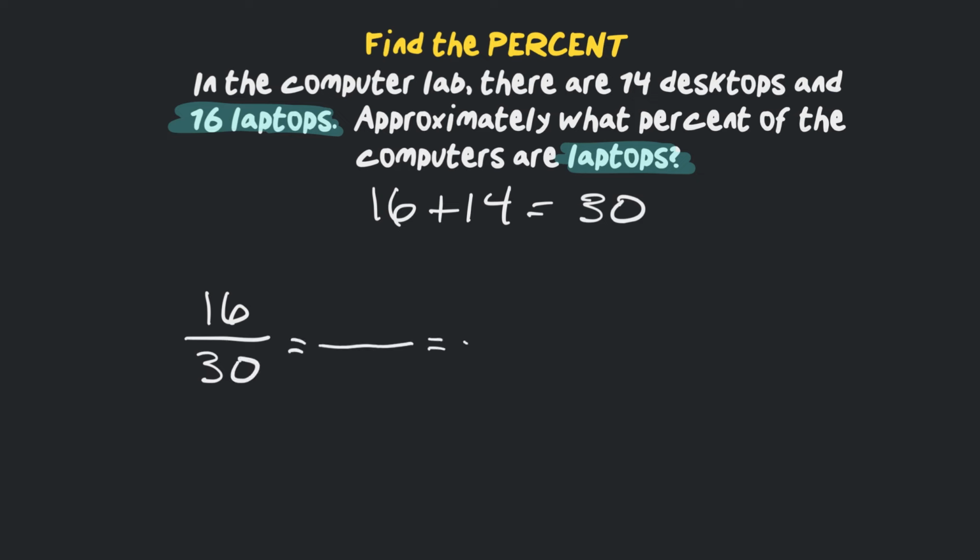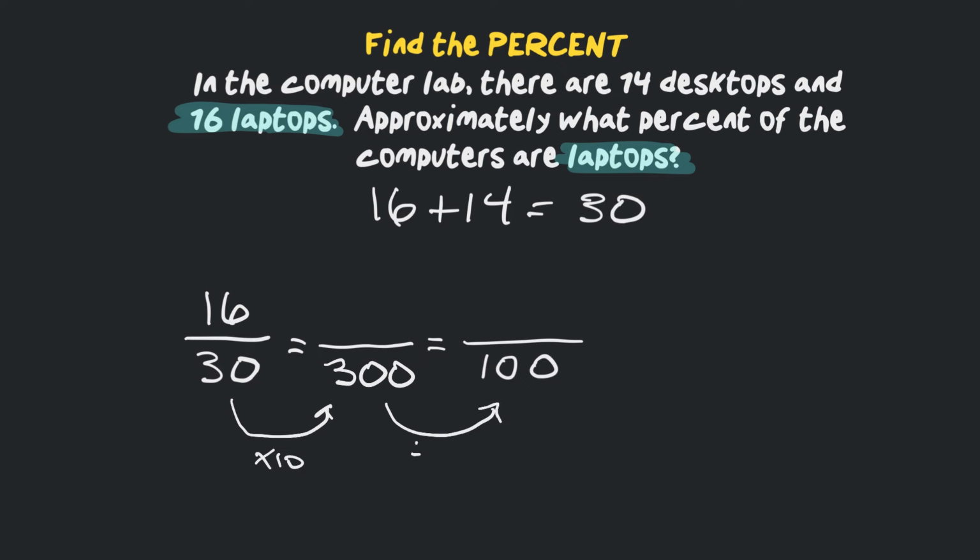Then I'm going to do an extra one in here because it's hard to get from 30 to 100. But I bet I could do something in between to get there. I guess maybe 300. From here to here, I could just do times 10, and from here to here, I could just divide by 3. 300 divided by 3 is 100. So I'm going to do the same thing on the top: times 10, and then divide by 3.